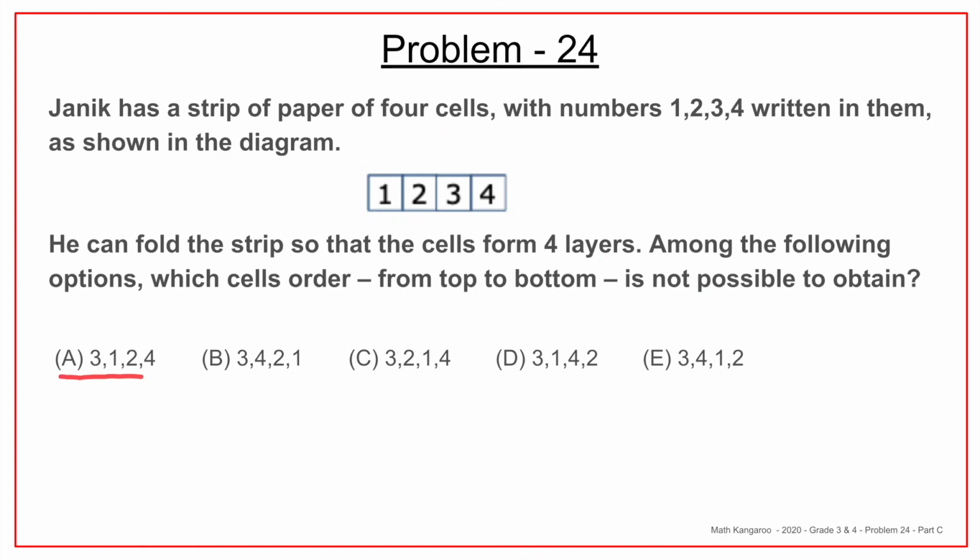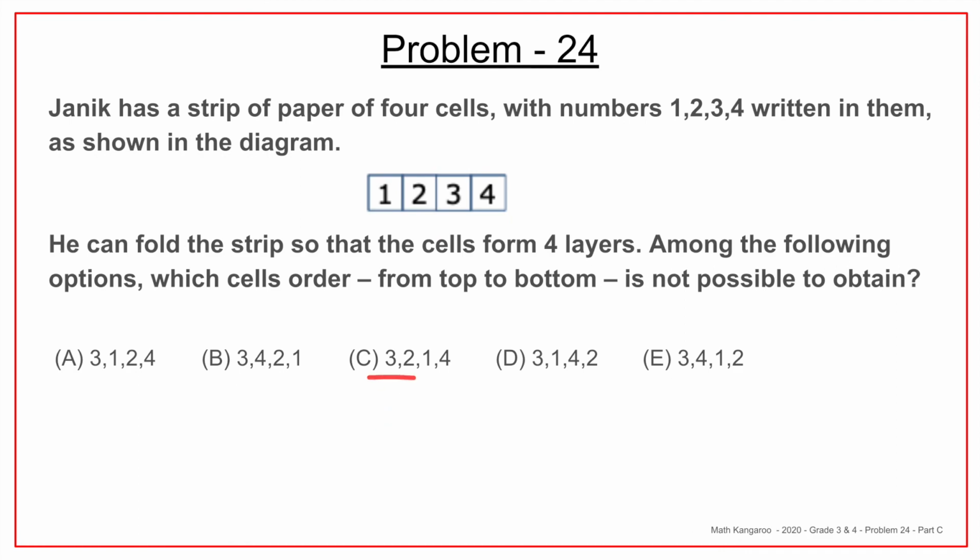Option A, 3, 1, 2, 4. The order can be achieved by folding the strip so that you can fold it 1 and behind it is 2 and then on top is 4. This can be achieved. Option B, 3, 4, 2, 1. So after folding, 3 would be on top, then we followed by 4, and then we have 2 and then 1 at the bottom. This seems like a valid fold.